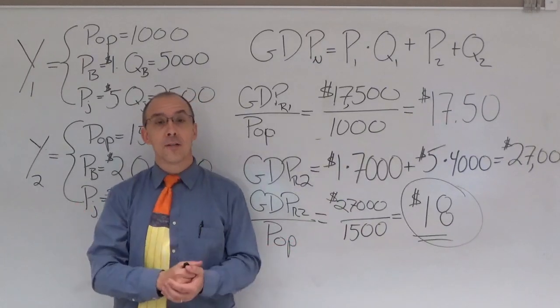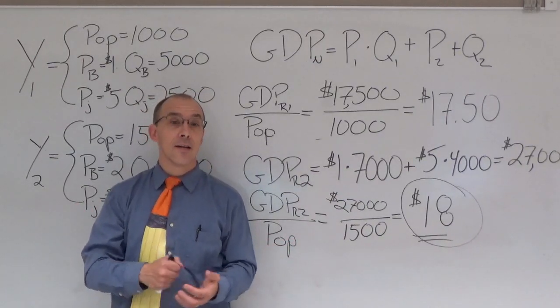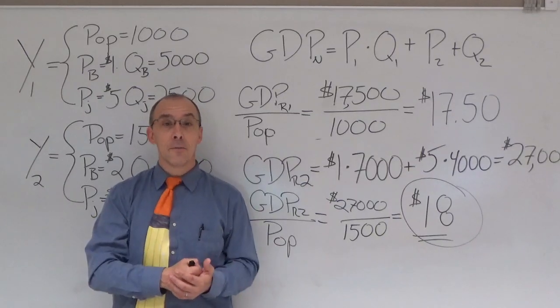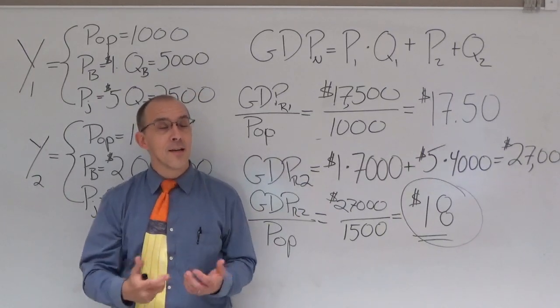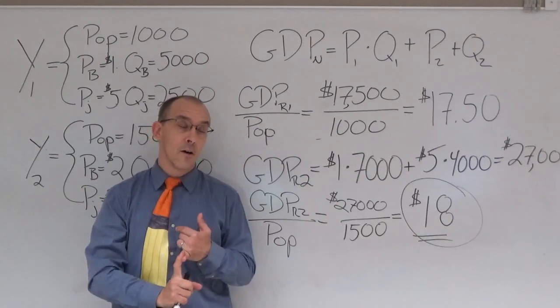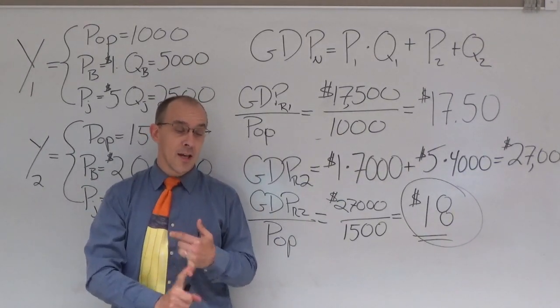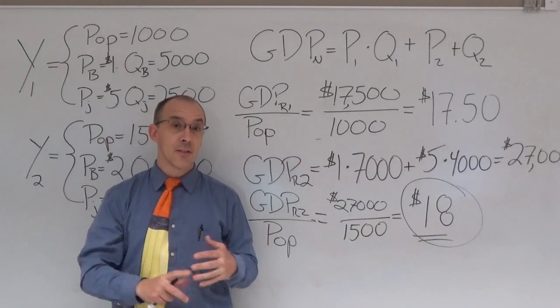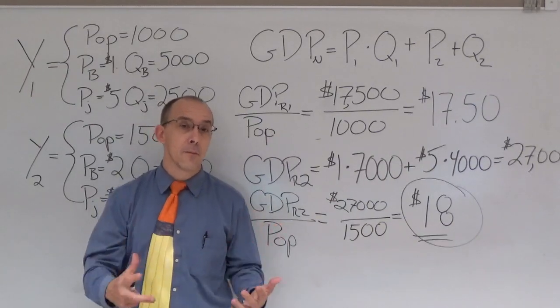And the basic point of this problem is to nail down the idea that nominal GDP tells you something, but it may not actually tell you all that much. You always need to strip out the impact of inflation and of population change to see what is the real effect on the people who live in a country.